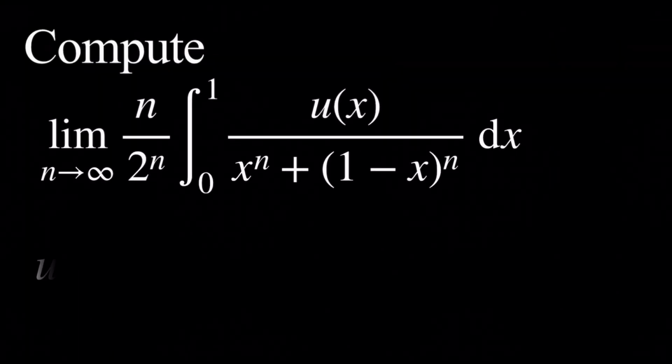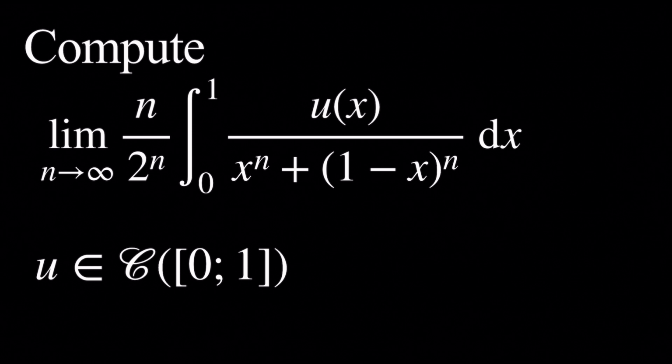Hello everyone and welcome. In this video we're going to compute the following limit: the limit as n goes to infinity of n over 2^n times the integral from 0 to 1 of u(x) divided by (x^n + (1 - x)^n) dx, where u is a continuous function on the closed interval [0, 1]. Okay, so let's get started. The idea here is to use the Lebesgue Dominated Convergence Theorem.